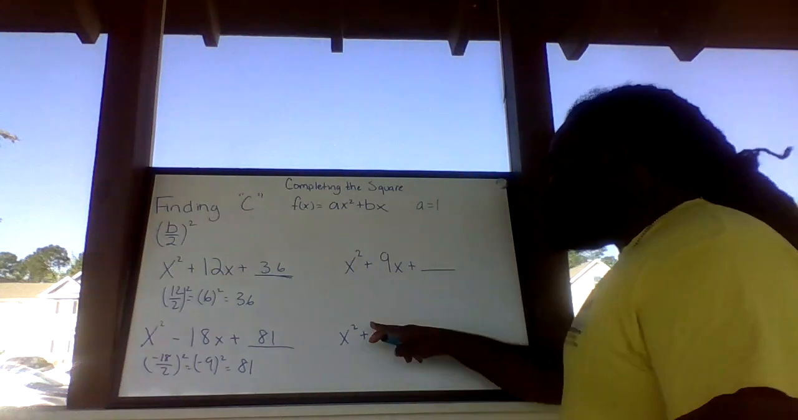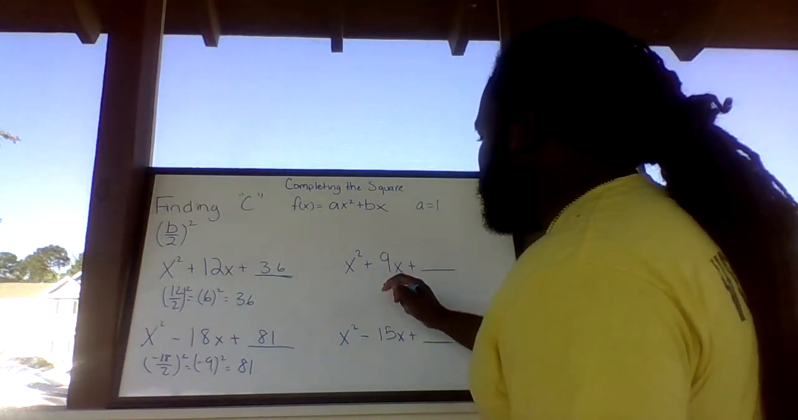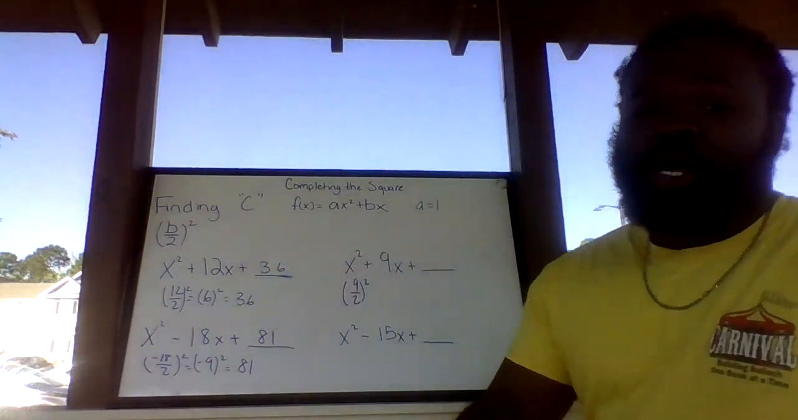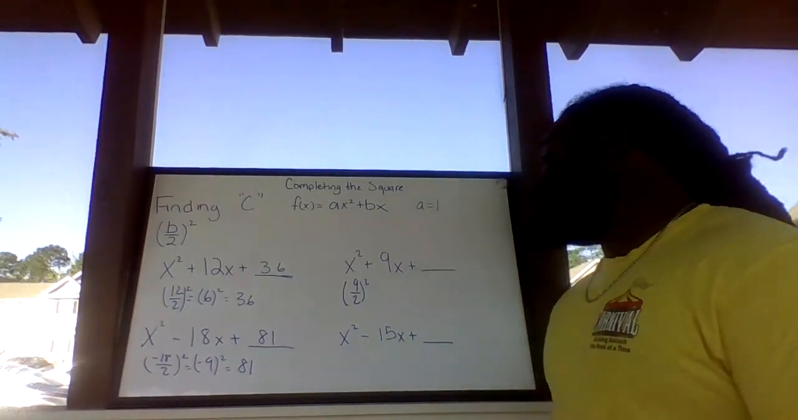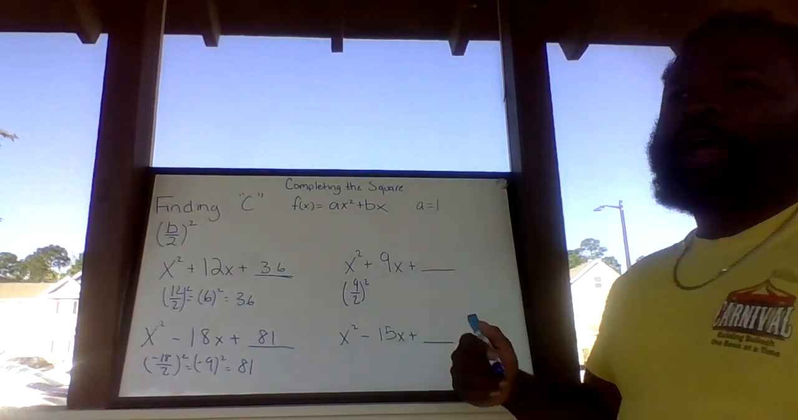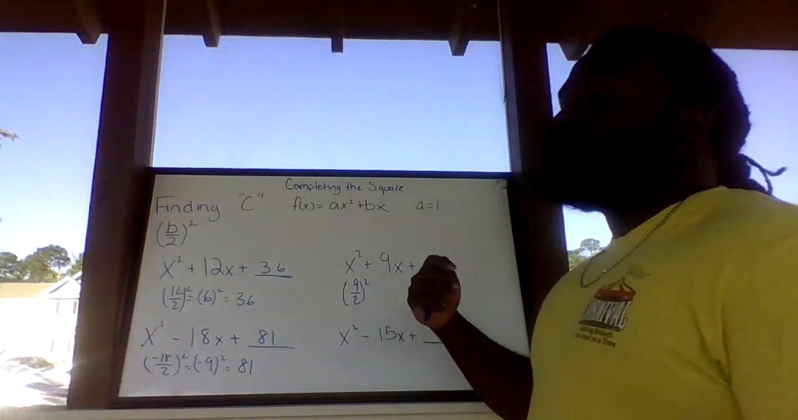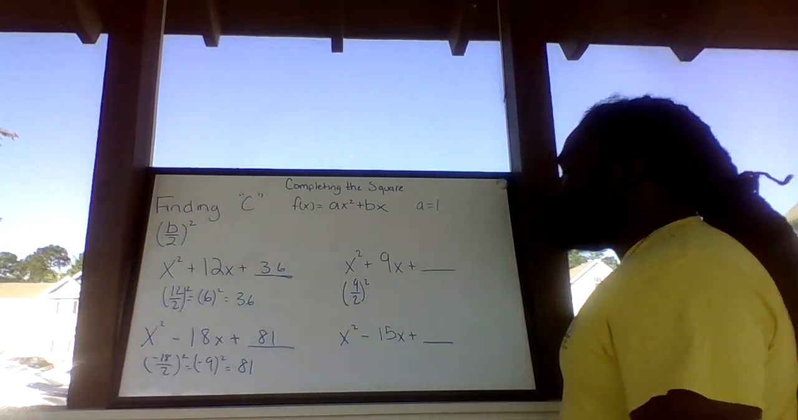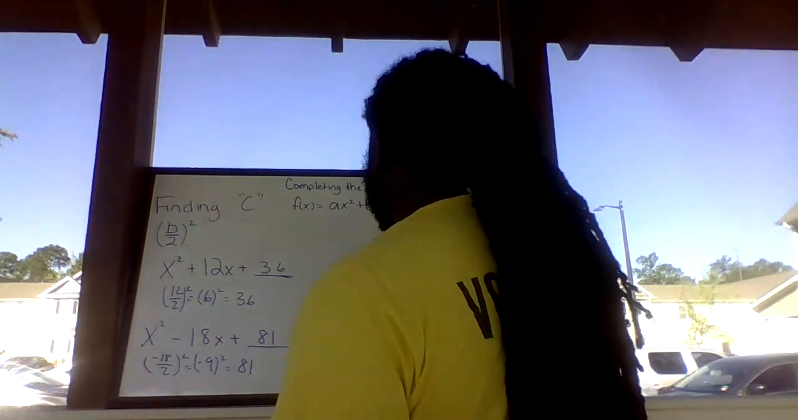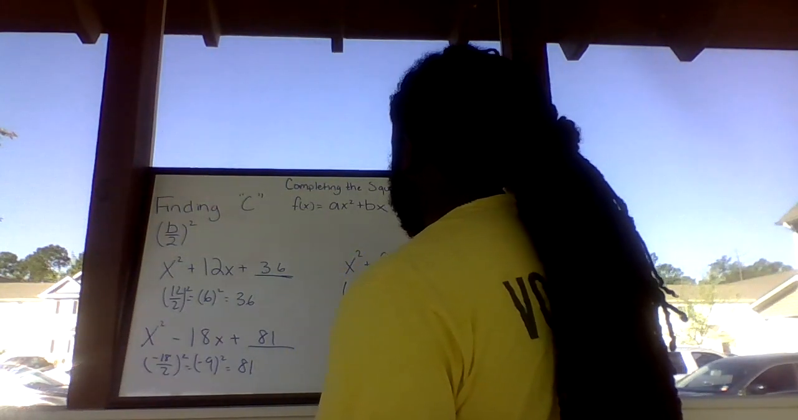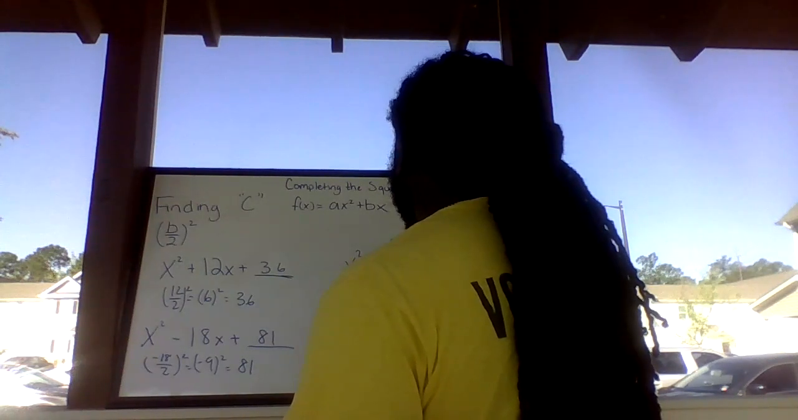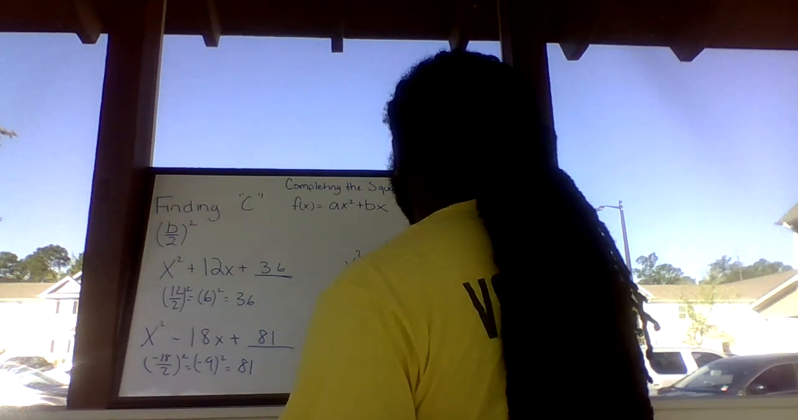But what happens if we have an odd number? Right here we have 9. Well, I want to take half of 9. Do I want to change that to a decimal? No, I do not want to change that to a decimal. I'm going to leave it as a fraction. As you'll see later on, dealing with fractions is a lot easier than dealing with decimals when you're working with these quadratics. So I'm going to square the top. That gives me 9 squared. I'm going to square the bottom. That gives me 2 squared. That gives me 81 over 4.